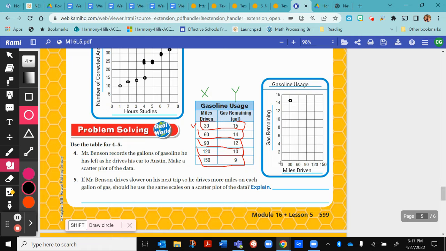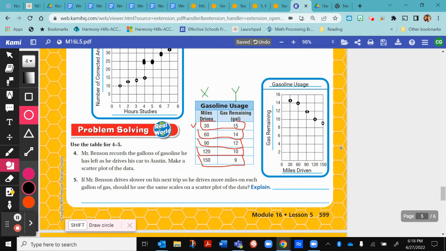X is 60, starting at the point of 0, or the point of origin, move to the right 60, and I'm moving up 14. And there's this one here. I'm going to start at the point of origin, go to 90, and I'm moving up to 12. Start at the point of origin, go to 120, and I'm moving up to 10. Start at the point of origin, it's 150, and I'm going up to 9. Now, there's 8, so I'm going to have to come up right in that middle because it'd be 9 and 10.